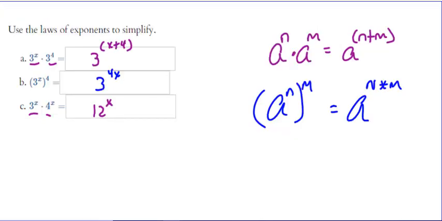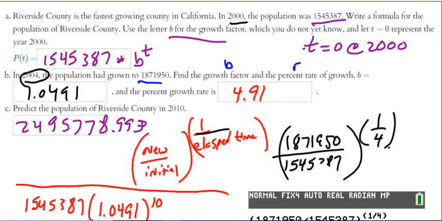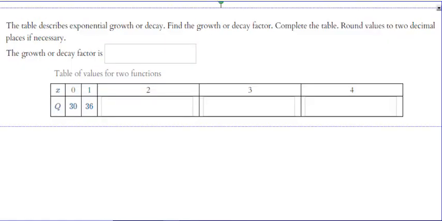So let me go back one. Okay, done that one. Okay, so 1, 2, 3, 4. Okay, so I want to look at this one. It says the table describes exponential growth or decay. Find the growth or decay factor. Complete the table. Round your values to 2 decimal places if necessary.